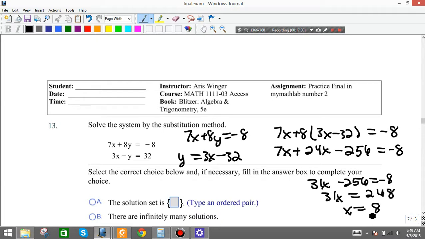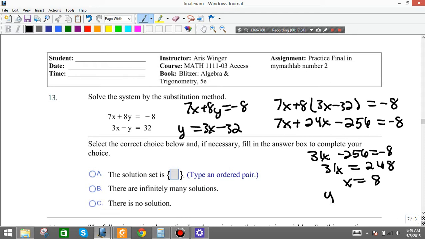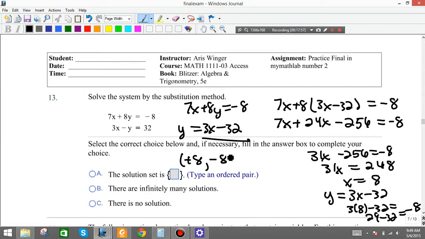We need y. Well, y is 3 times x minus 32, but that's from this. But we just found out that x is 8, so it's 3 times 8 minus 32. So that's 24 minus 32, so y is negative 8. The answer you put in is positive 8 for x, and negative 8 for y.